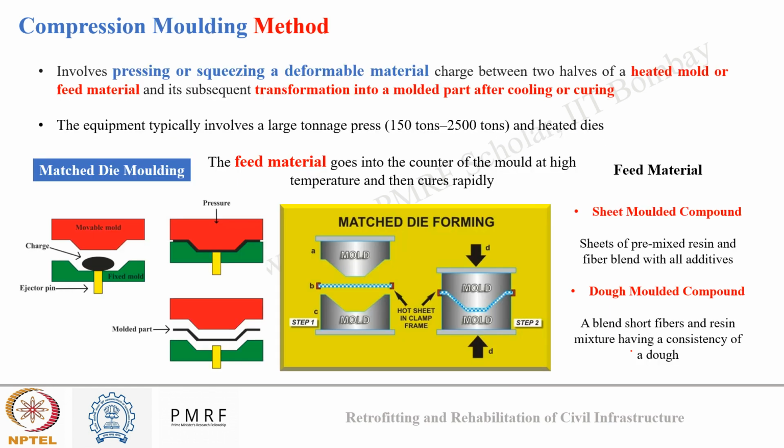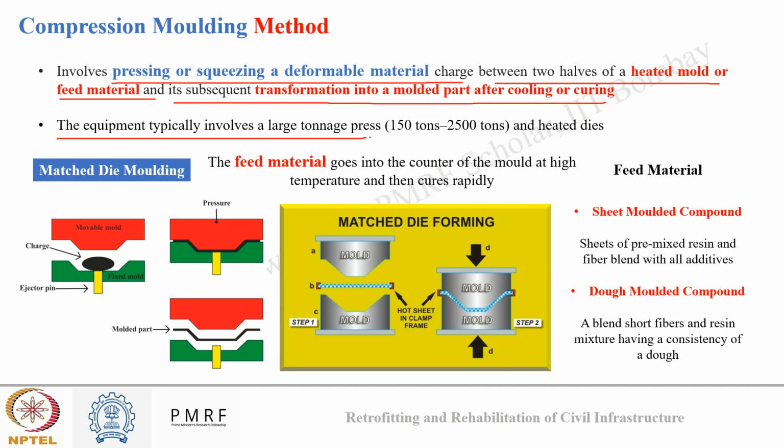The second broad category of FRP manufacturing is the compression molding method. As the name suggests, it involves pressing or squeezing of a deformable material charge between two halves of a heated mold, or feed material, and subsequent transformation into a molded part after cooling or curing. In this, compression is used as a force to infuse both fiber and matrix into a composite. The instrument typically involves a large tonnage press and heated dies for compressing the feed material.